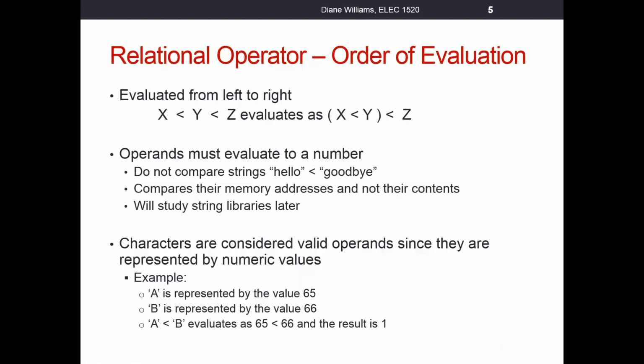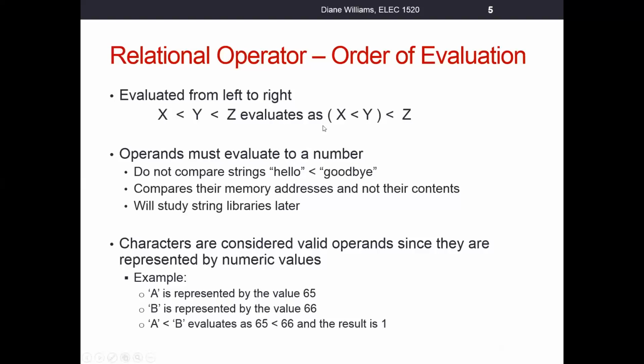Let's talk about order of evaluation. Typically, we just compare two values. Normally, we just want to compare x less than y. This example serves the purpose of illustrating that everything is evaluated from left to right. So these relational operators are the same level of precedence. It will evaluate the comparison from left to right.